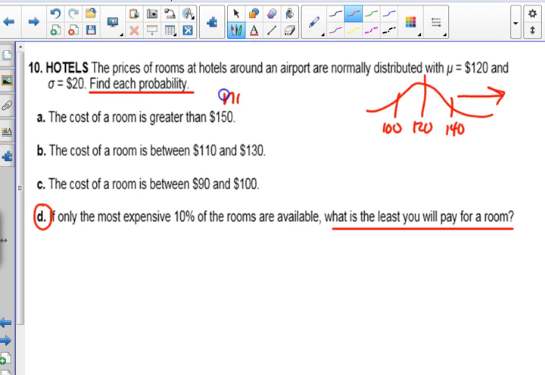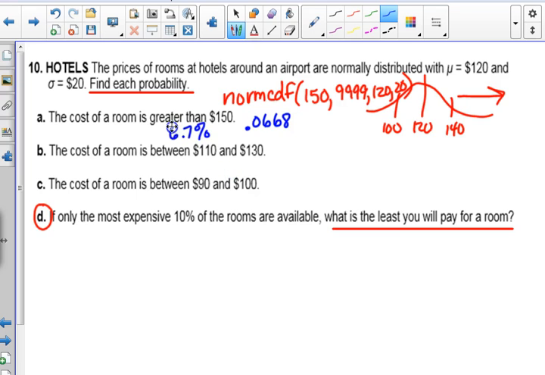So we're going to just put in normal CDF, and we're going to put in what? Greater than 150. So we'll have 150 to, yeah, some big 999 number, and then 120 and 20. And it just wants a probability. So we just need a decimal. Someone else getting that number? Okay. So about 6.7%.